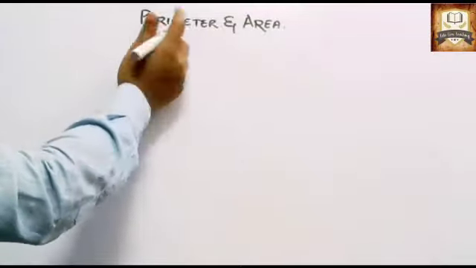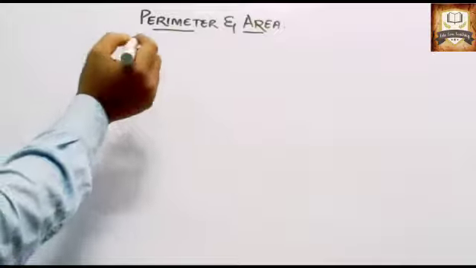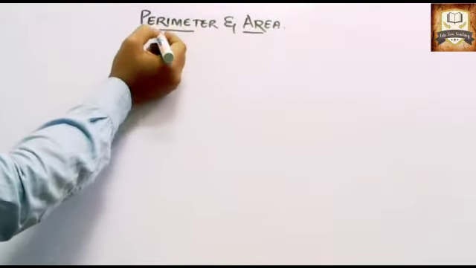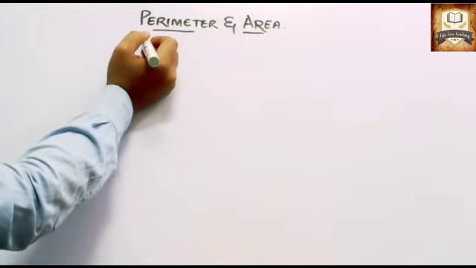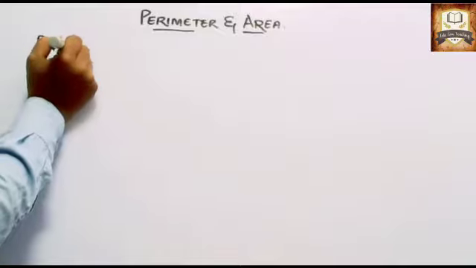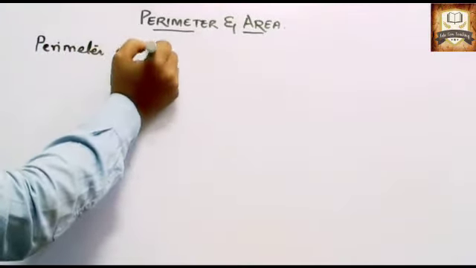Today's topic is perimeter and area. Here I am going to explain how to find the perimeter of different figures, starting from the perimeter of a square.